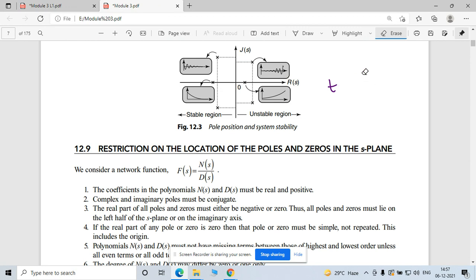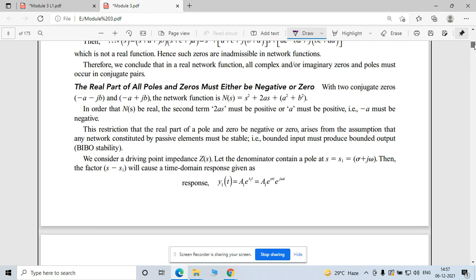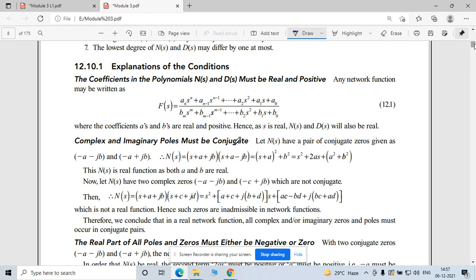I hope you are clear on this point. Now, we already covered the damping of your system. In a control system, damping is represented in terms of zeta. So see here, this must be given.